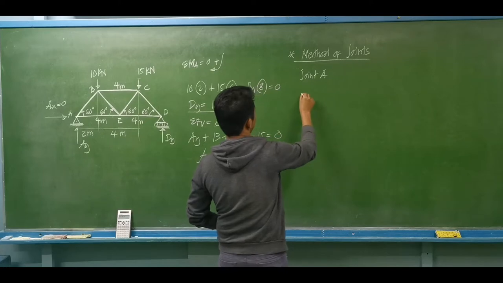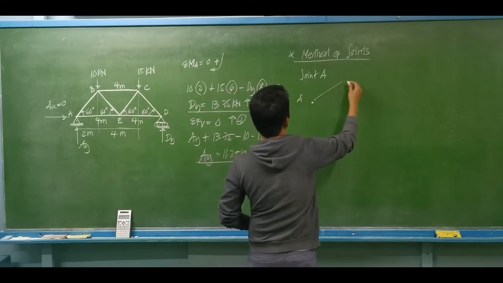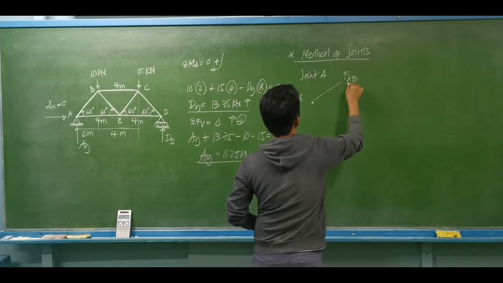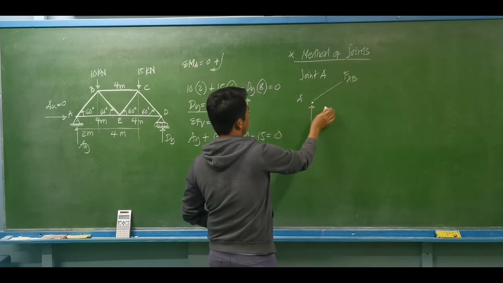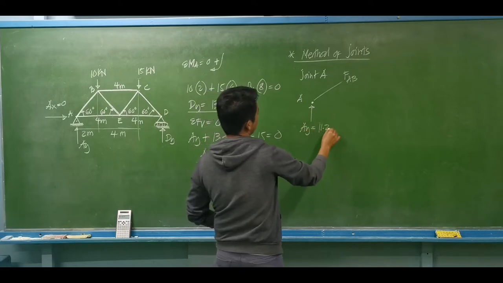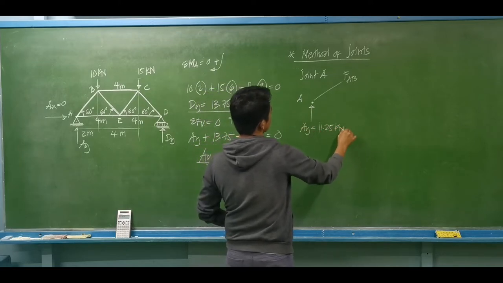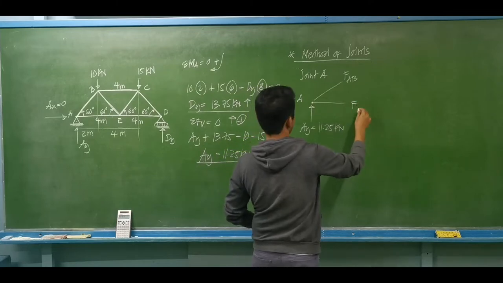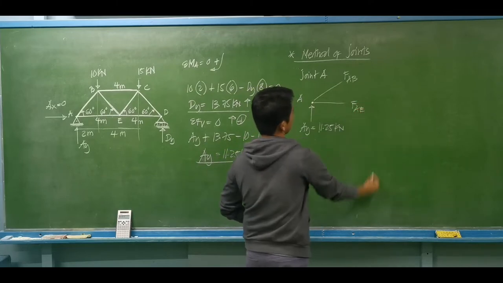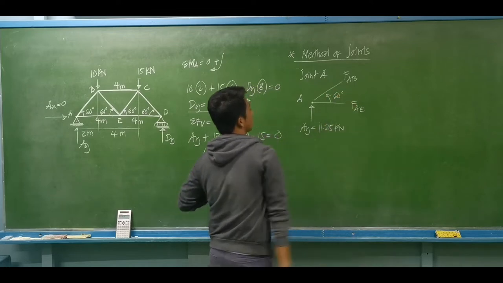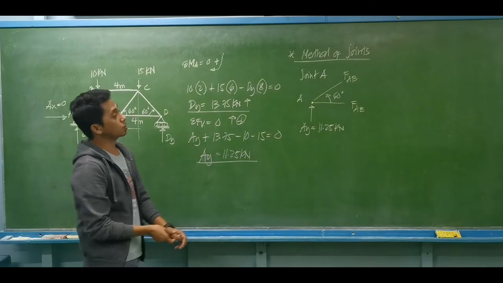Okay, so at joint A, let's say this is A. We have the bar, let's say this is AB. We have the support reaction at A, this is AY, with a magnitude of 11.25 kilonewtons. And this is the axial force for member AE. Okay? And we have 60 degrees. So we may assume the direction of the forces.